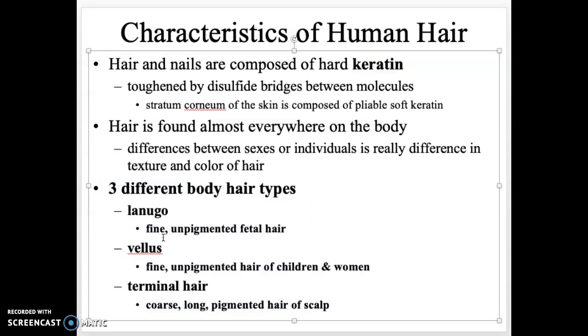So lanugo hair is that fine, unpigmented hair that you see on babies. If you've ever seen a premature baby, they might look really hairy because they still have a lot of this. Vellus hair is the fine unpigmented hair that you see on like arms of women or like legs of women and then like all over kids. And then terminal hair is the hair that we see like on the scalp that's very coarse and long.